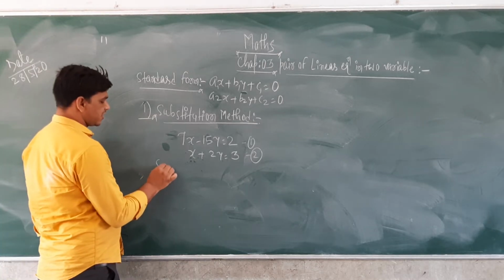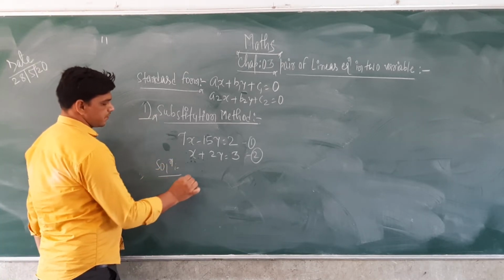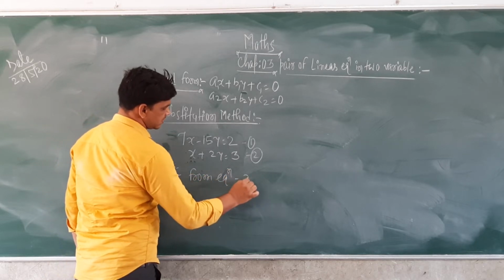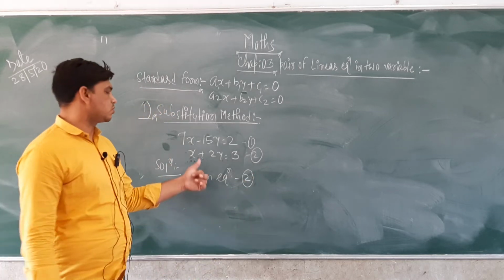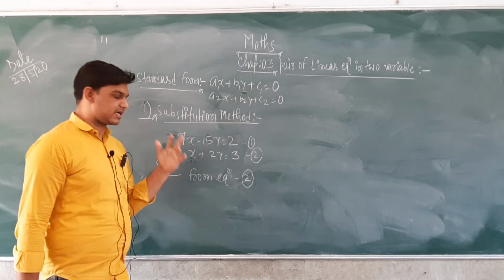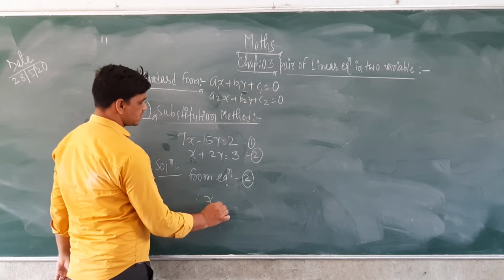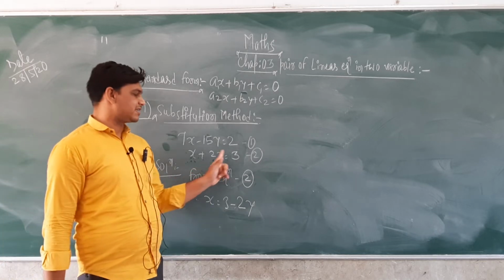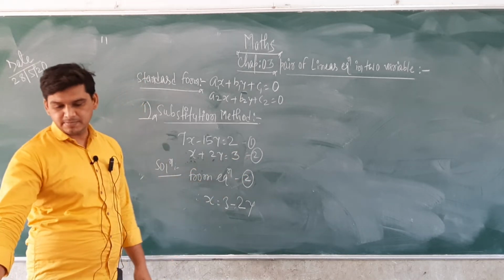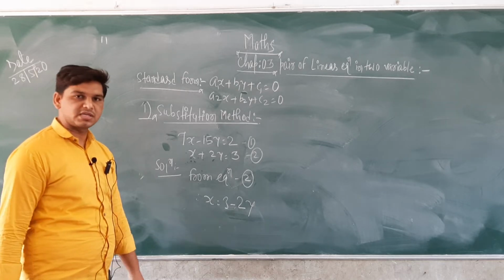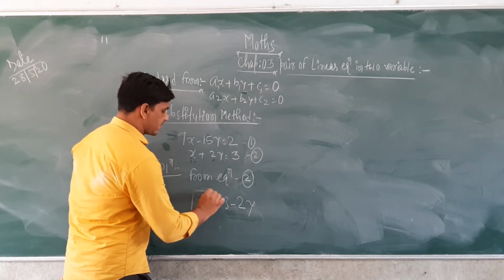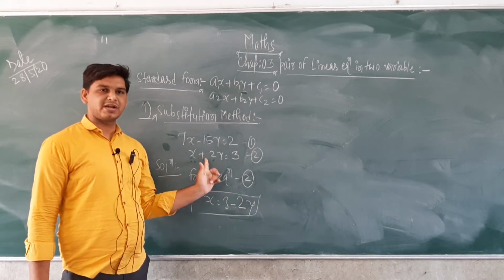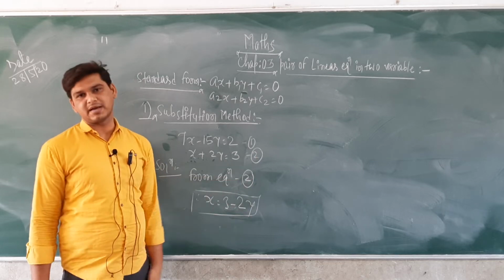So now, how can we solve this by this method? From equation number 2, let us take the value of x. So x is equal to 3 minus 2y, because 2y moving to the right-hand side becomes minus 2y. So from equation number 2, we get x equal to 3 minus 2y.